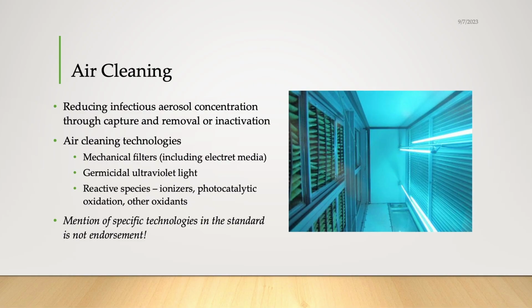So an air cleaning system in this standard is any technology other than outdoor air that can reduce the concentration of infectious aerosols. So it can be fibrous filters, it can be germicidal ultraviolet light, it can be reactive species air cleaners, ionizers, photocatalytic oxidation, other oxidants. I want to be clear that the fact that they're potentially usable doesn't mean that they actually are. So the mention of these technologies in the standard is not an endorsement, and you'll see why when you see how we handled this.